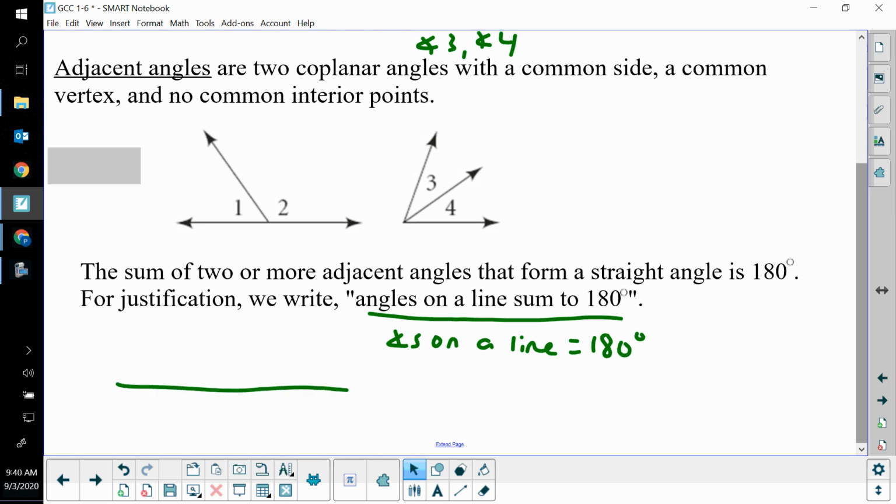So here's an example of that. Let's say we had this. We would know that angle 1 plus angle 2 plus angle 3 equals 180 when we set up our equation, and our justification would be angles on a line equal 180. We're going to use that one a lot. Okay, so if you want to star that one, that might be a good one to star.